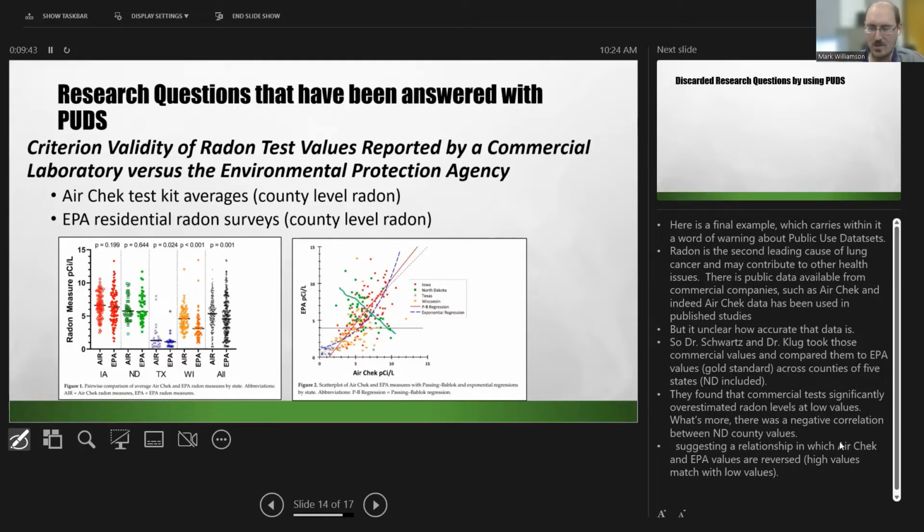High values matched to low values. High values of AirCheck matched to low values of EPA. So this public use data wasn't particularly accurate, especially on things like North Dakota. And that's important to note, that not all data is as accurate as you might like it.